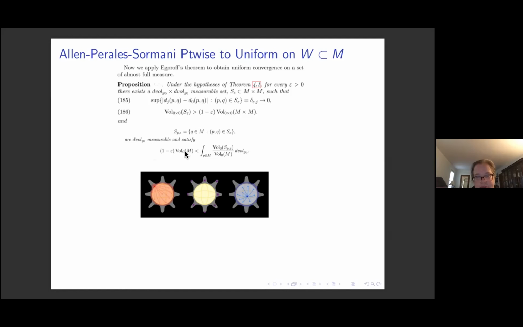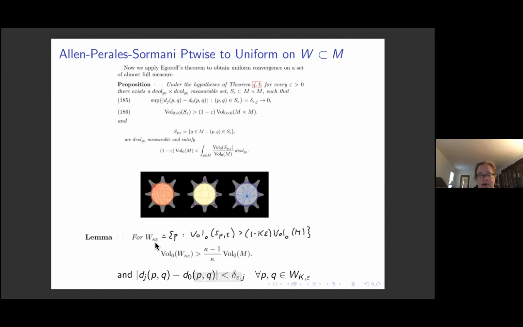1 minus epsilon of the volume 0 of M is less than this integral of the volumes of the SP epsilons over the volume M. So integrating over all P's, we have a large volume for these SP epsilons. So if you're in SP epsilon, your distance PQ is controlled for P. We now need to find a W where distance PQ is controlled for all P's and Q's in W.